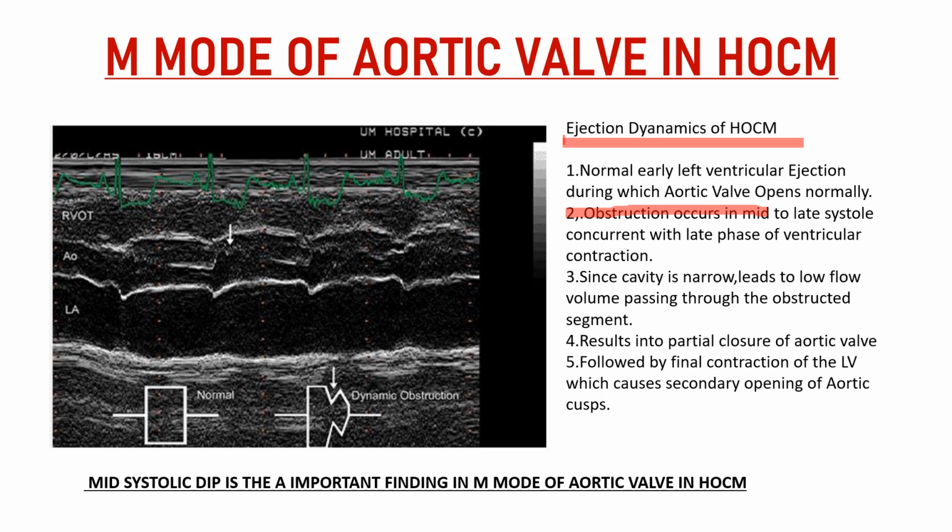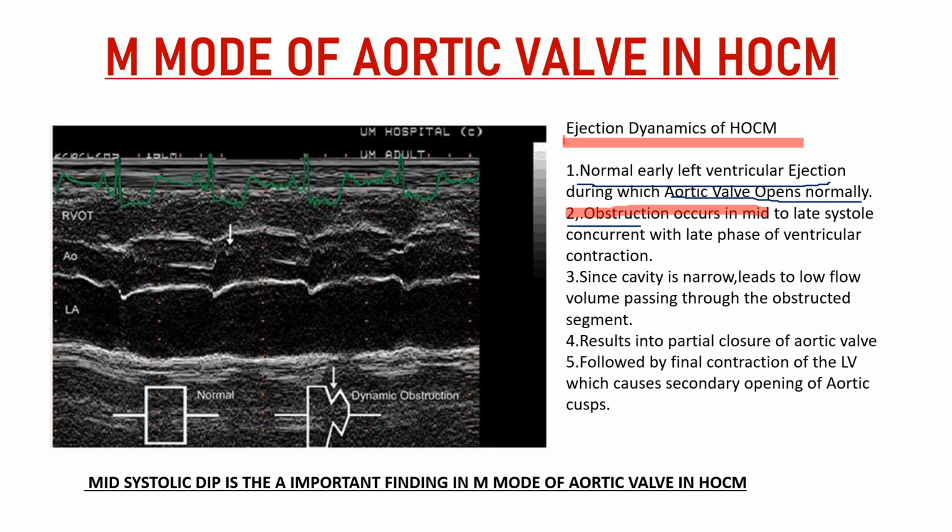This is the M mode presentation, which is characterized by mid-systolic dip or mid-systolic closure of the aortic leaflet. To understand the dynamics, we have to keep in mind the following things. That is, there is normal early left ventricular ejection. Most of the blood passes through this phase into the LVOT, and this causes the aortic valve to open normally.